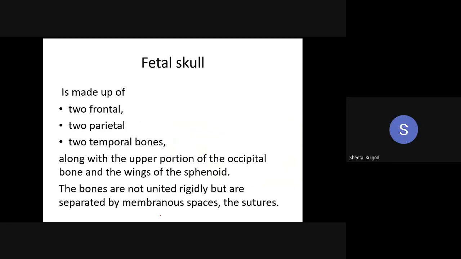So as you can see, the fetal skull is made up of different kinds of bones, and these bones meet each other, forming the sutures as well as fontanelles. We have two frontal bones, two parietal bones, two temporal bones, along with the upper portion of the occipital bone and the wings of the sphenoid. The bones are not united digitally but are separated by membranous spaces, which are called the sutures.